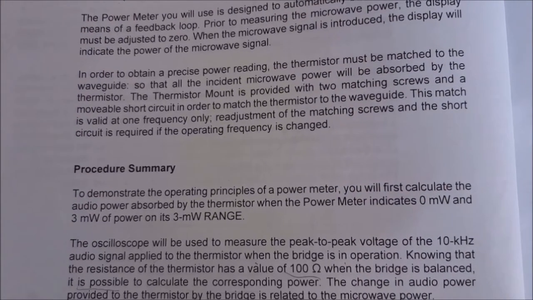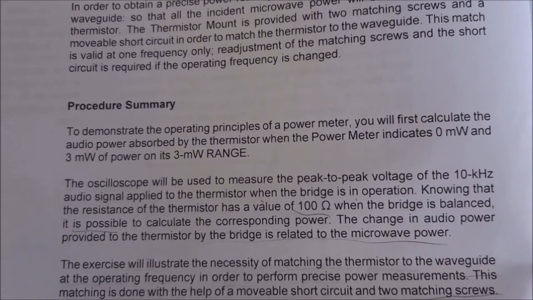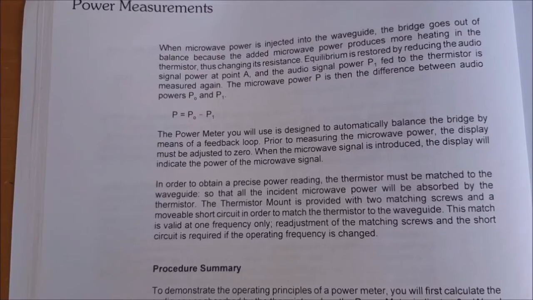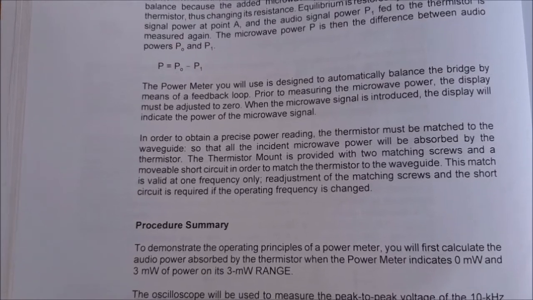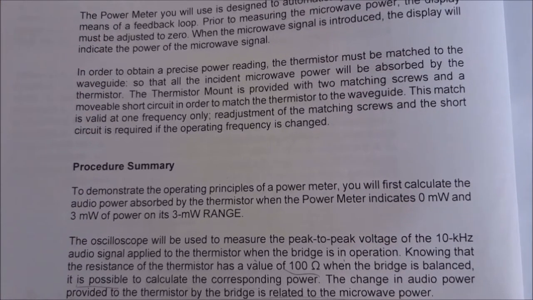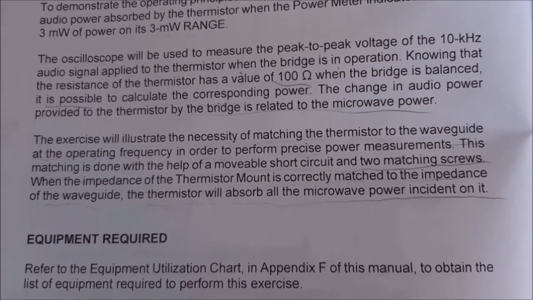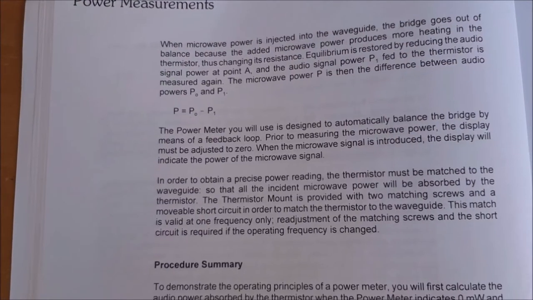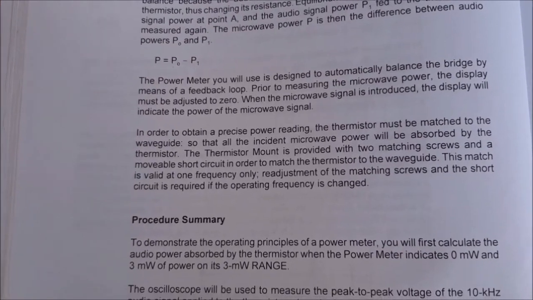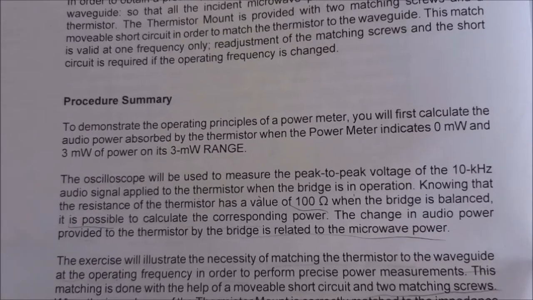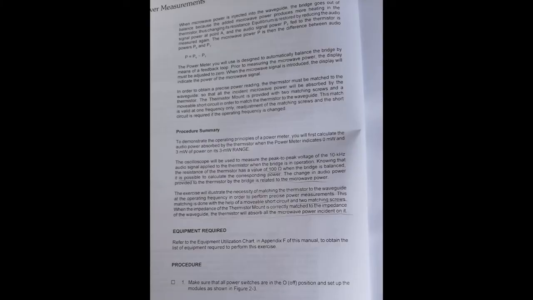Assume the audio power without the presence of microwave signal is P0 and the audio power with the presence of microwave power is P1. Therefore, the microwave power P is equal to P0 minus P1. We will set the power meter at the 3 milliwatt range and adjust the zero adjust knob to the 11 millimeter position. See a zero power on the power meter.